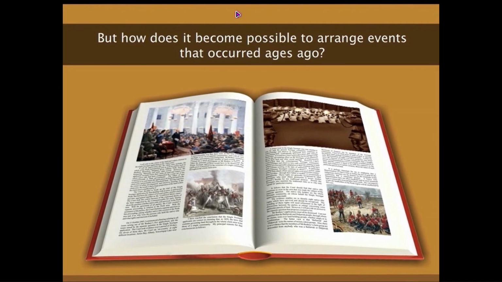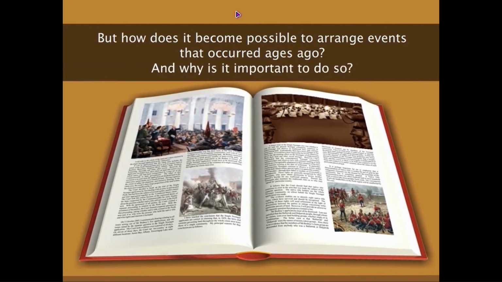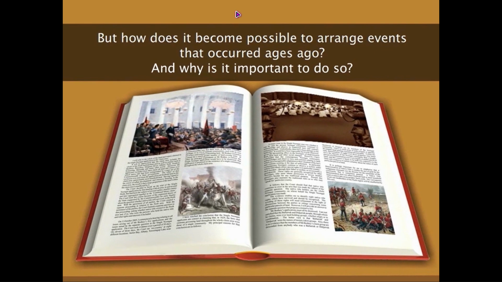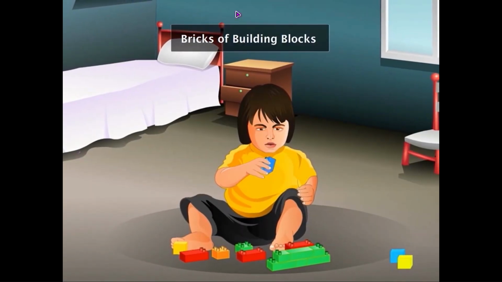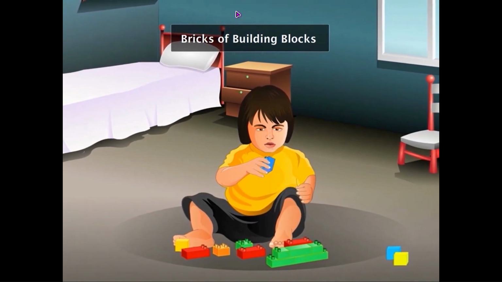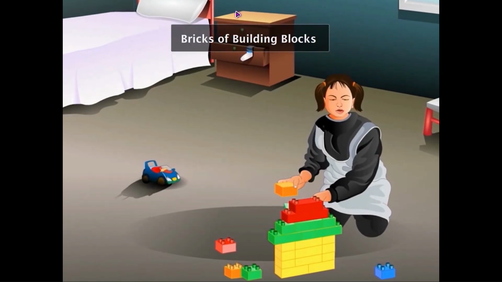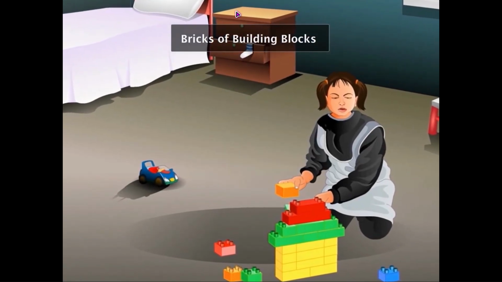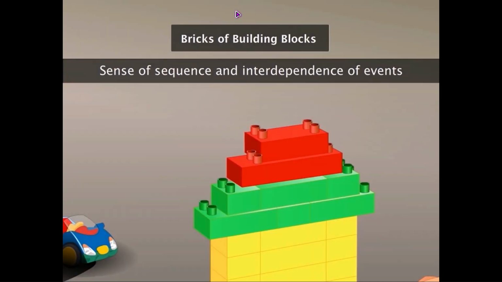But how is it possible to arrange the innumerable events that have occurred across the ages? And why is it important to do so? When a very young child plays with bricks, to the child, a single brick may mean a house. But as the child grows up, he or she learns to join a lot of bricks together to make a house. In the process, the child has developed a sense of sequencing and interdependence as one brick is placed after another.